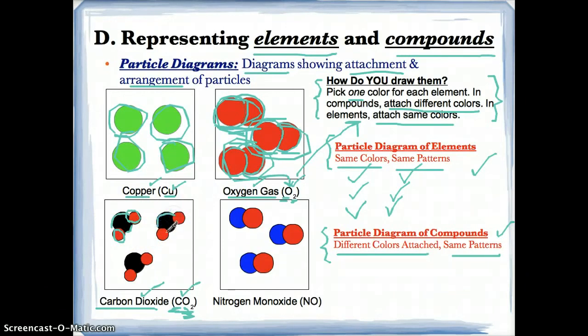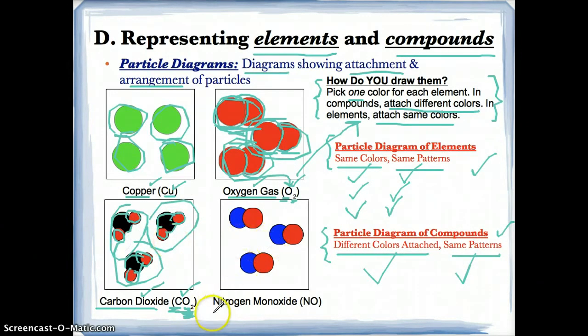Then since it's a compound, I have to repeat the pattern, obviously. One black C, two red O's, according to the formula. One C, two O's. I know this is a compound based on the particle diagram alone because you have different colors attached, black and red, and you have the same pattern repeating throughout: one black C attached to two red O's.